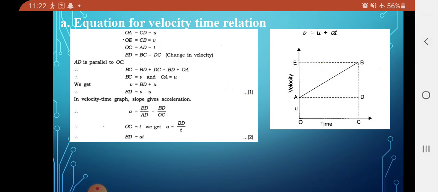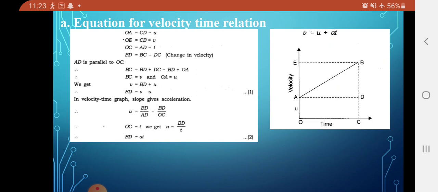So dear students, for finding the acceleration, we have to consider the slope. So A is equal to BD by AD. Why have we changed the AD? Because we have to go for the next term. Okay, you can also consider the T as it is, no problem, there is no change, because AD is equal to OC. So OC is nothing but the T itself. So OC is equal to T. So we get A is equal to BD by T.